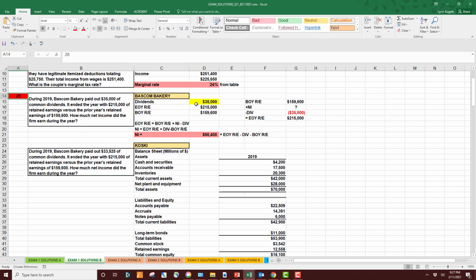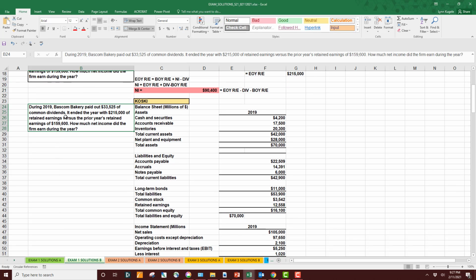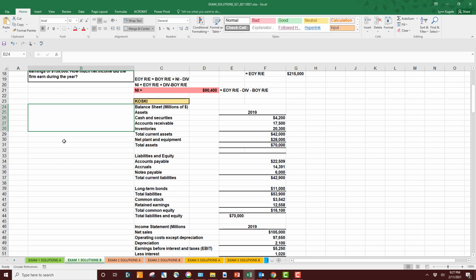Baskin Bakery paid out $35,000 of common dividends, ended the year with $215,000 of retained earnings. Prior year's retained earnings, $159,600. How much net income did they earn? The answer in the test was $91,000. That's incorrect. It's $90,400. So if you missed this, I gave you credit for it. I don't even take that out.